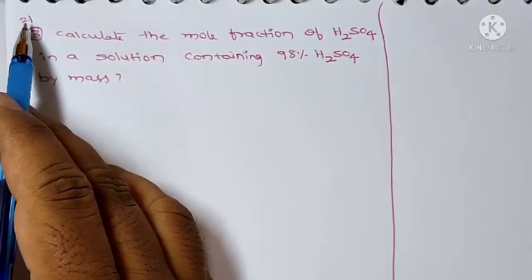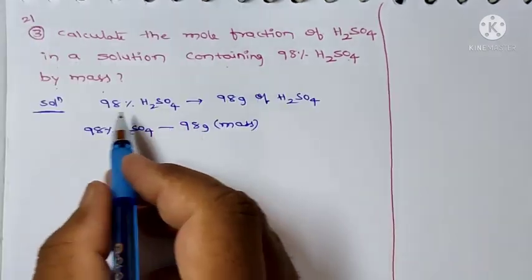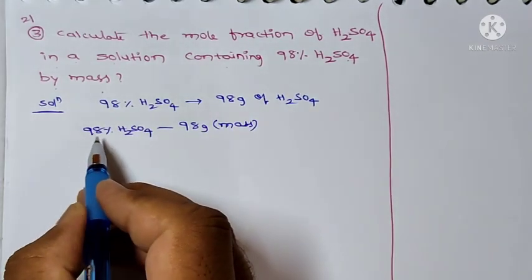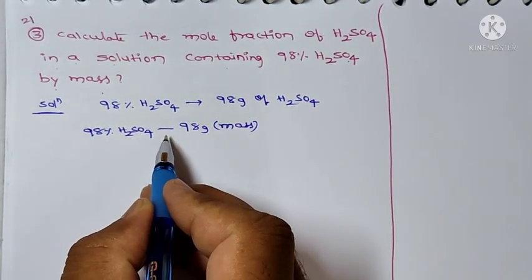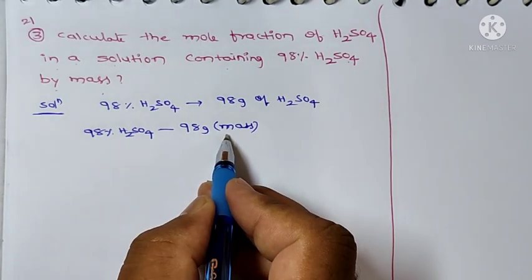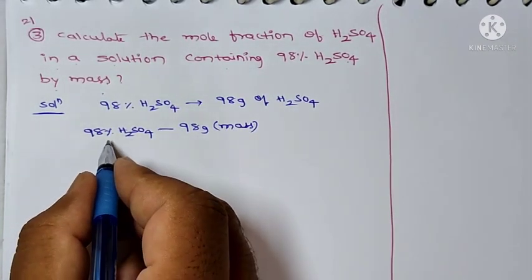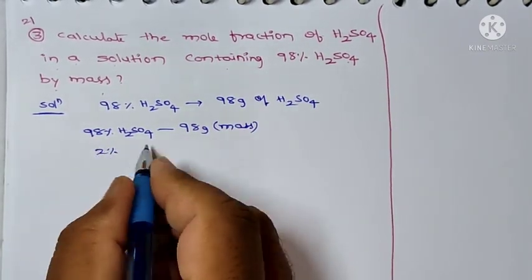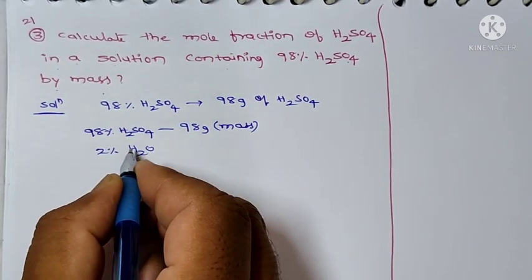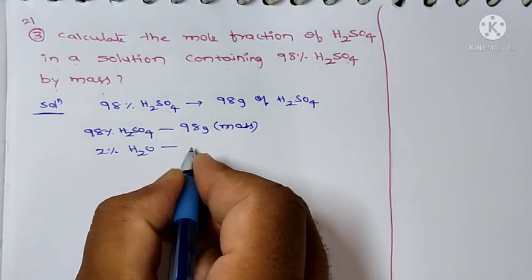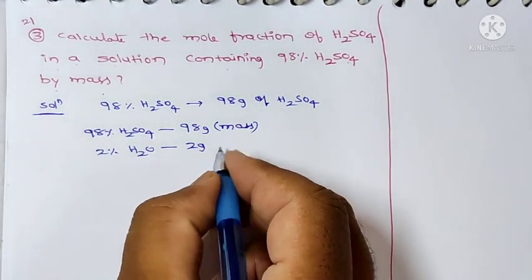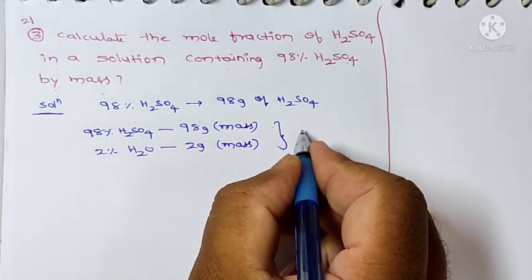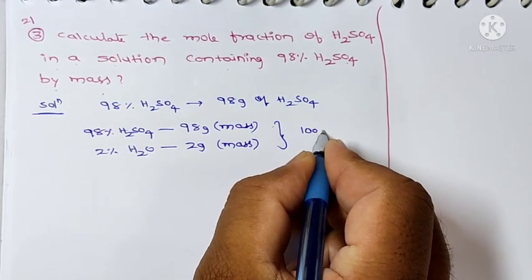Next, the third one. In the textbook, the question number is 21. 98% of H2SO4 means 98 grams of H2SO4, so it is a mass. And for 100%, the remaining 2% is water. So 2% of water means 2 grams of water, which is the mass of water. So the total solution weight is 100 grams.